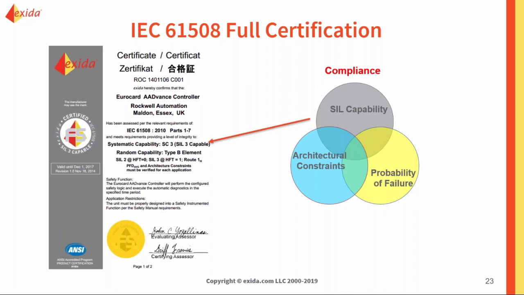You also have your architectural constraints listed on the certificate as well. It's going to let you know what type of device it is, type A or B, if it's a simple mechanical device, or a more complex element like type B. It's also going to say if it was evaluated per Route 1H or Route 2H, and give you some barriers with that, if there's maybe a redundancy requirement for different SIL levels.